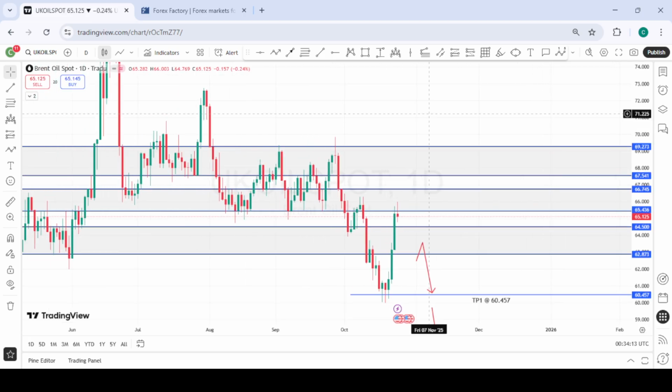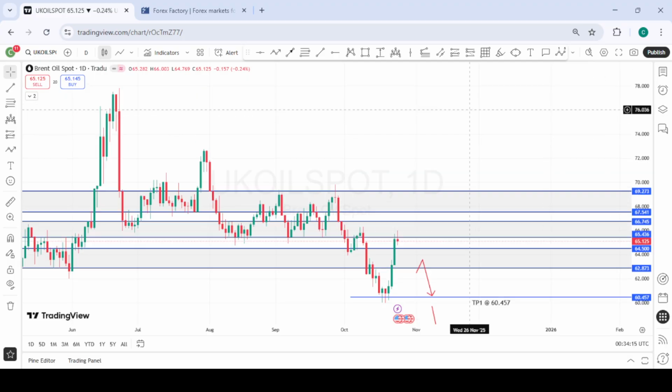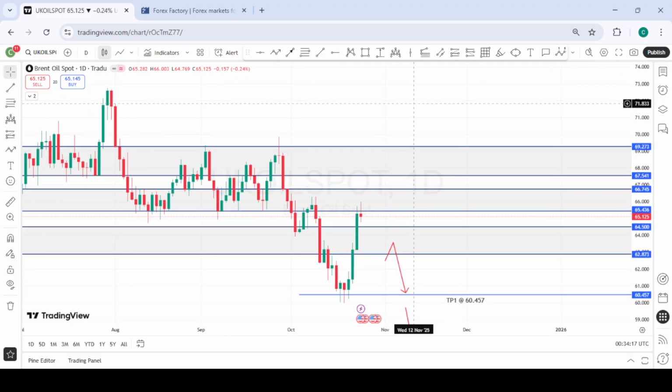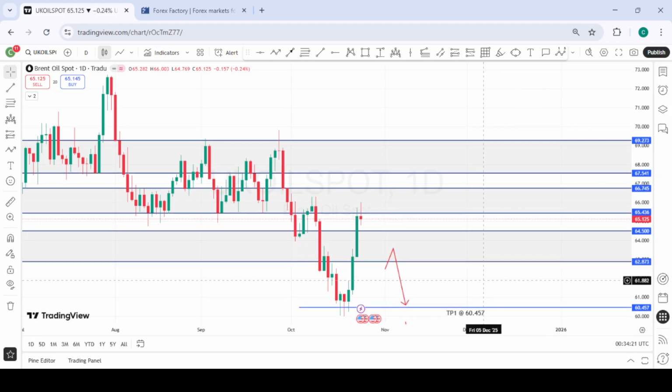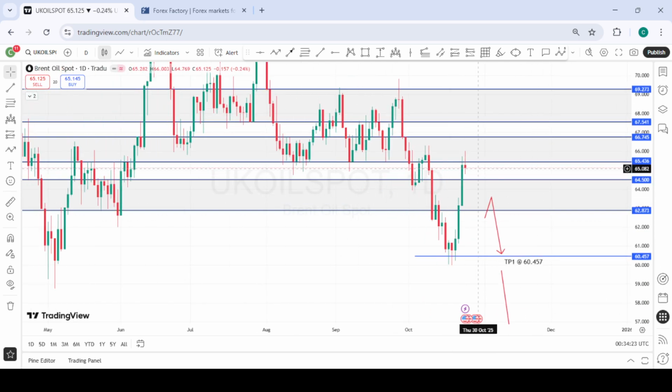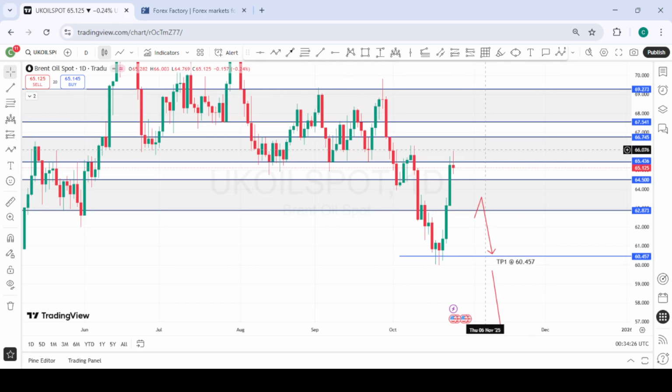We have here Brent crude oil or the UKOIL. So last week we were expecting price to pull back to this area of interest to give us selling opportunities, but price actually violated the zone and pulled back to our old area of interest, which is a support now turned resistance. For the coming week, we also had this nice rejection candle on a daily time frame within our area of interest.